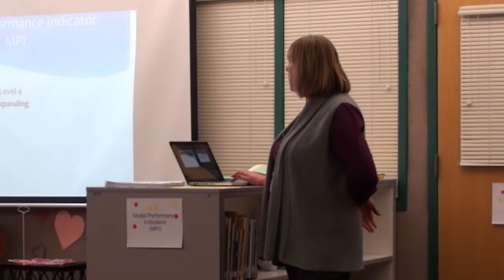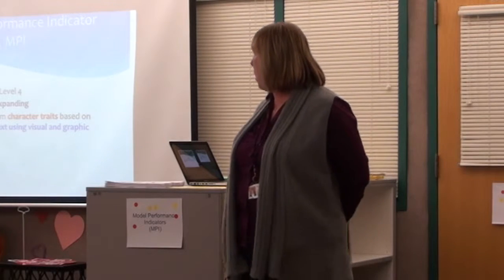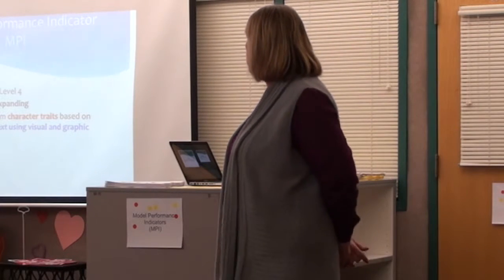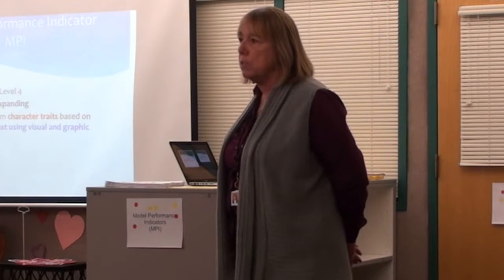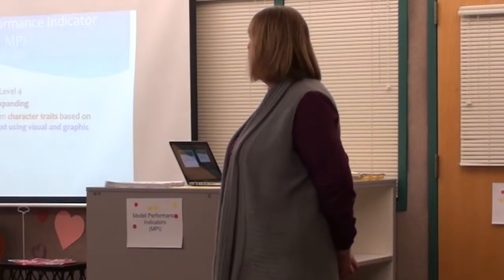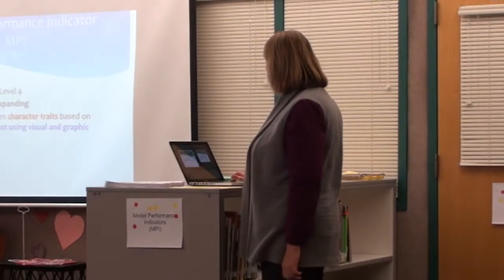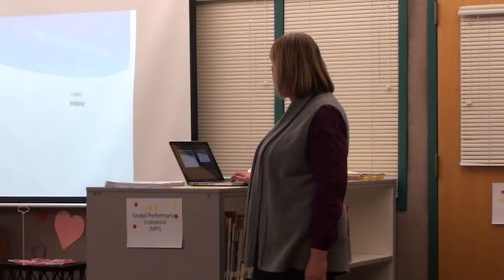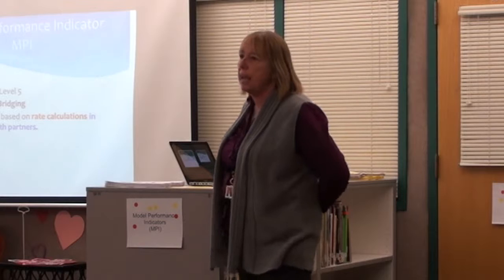Fifth grade, level 4, expanding. Make predictions from character traits based on evidence from oral text using visual and graphic support. So everybody, what is make predictions? Function. What is character traits? And what is oral text using visual and graphic support? This is 6th grade. Read this at your table, and at your table, discuss which parts are which.